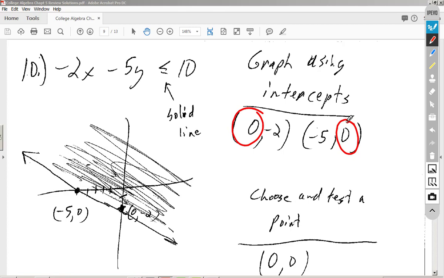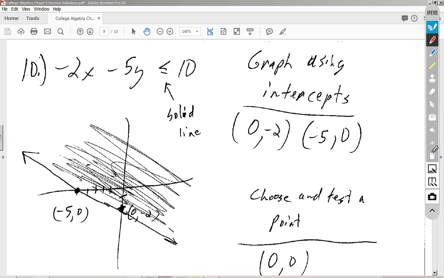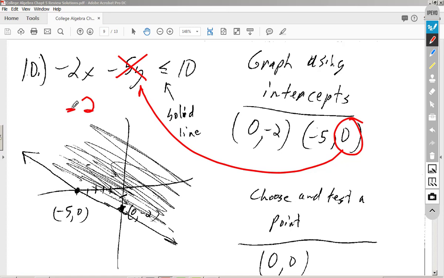So notice I'm going to substitute this in. And when I substitute that in and I solve it, I get negative 5y is less than or equal to 10. I divide both sides by negative 5, and I get y is equal to negative 2. Now when I do this other equation, I have my y equal to 0, so I substitute that in there. And so remember, that's just going to cross that out. So I get negative 2x is equal to 10. Divide both sides by negative 2. And I get my x value of negative 5.